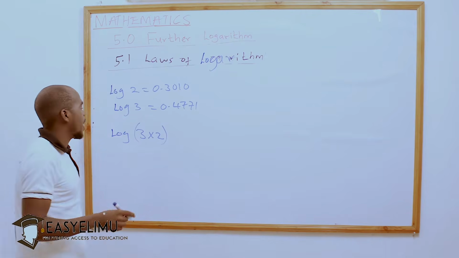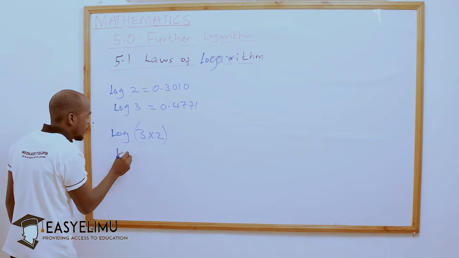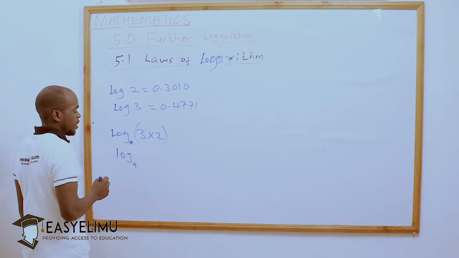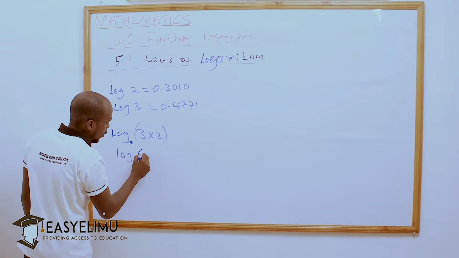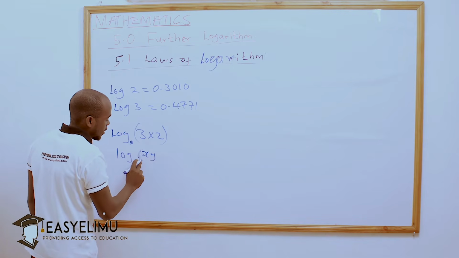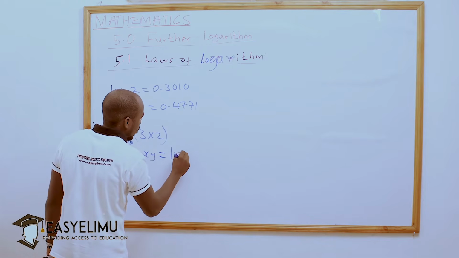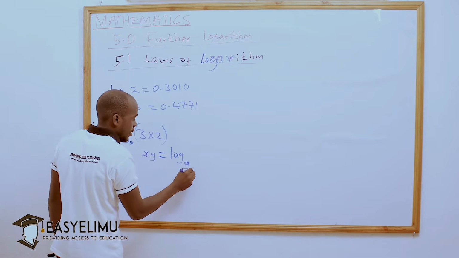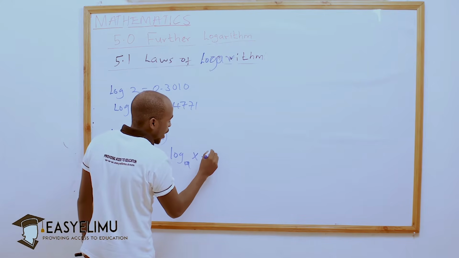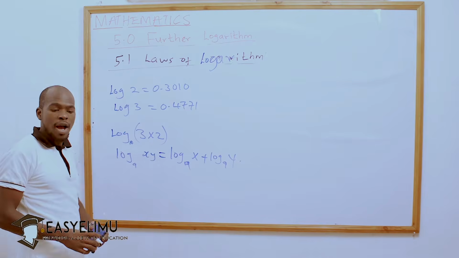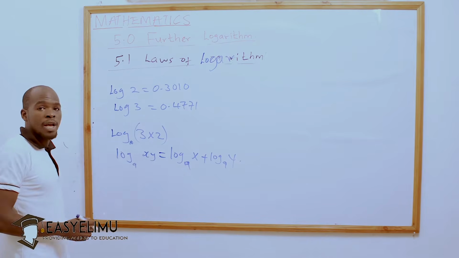From what we have learned, we have seen that log to the base of a, which here is log to the base of 10, of xy is the same as taking log to the base of a of x, then we add log to the base of a of y. That is what we have seen from what we have found earlier.